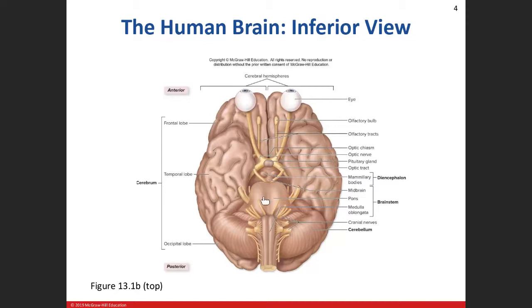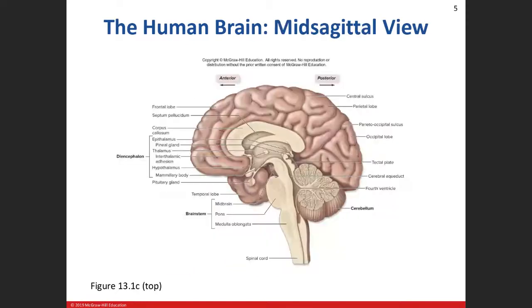Here, different structures. This is an inferior view, and then we're going to do a mid-sagittal view where we cut the brain in half. Now we can actually see the diencephalon. That structure right in there, that's the diencephalon. There's 3 parts to it: the thalamus, the epithalamus, and then the hypothalamus. We're going to go through all those different parts.